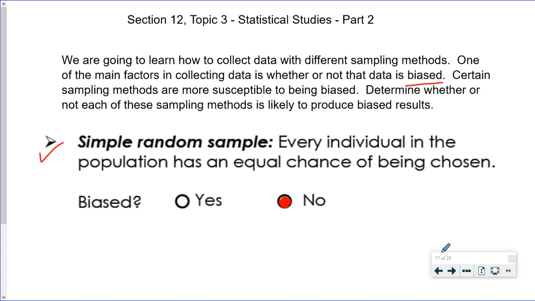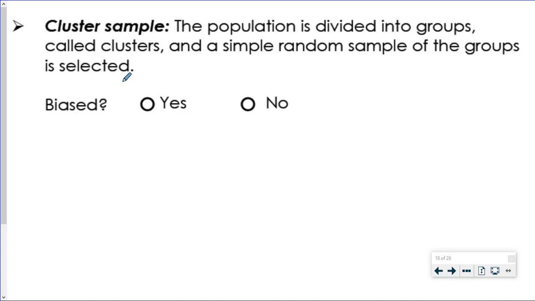The second method is called cluster sampling. The population is divided into groups called clusters, and a simple random sample of the groups is selected. An example of this might be that the group of the entire school is too big, so they broke all of the people in the school down into groups of 100. And then out of those groups of 100, they did a simple random sample from within those groups.